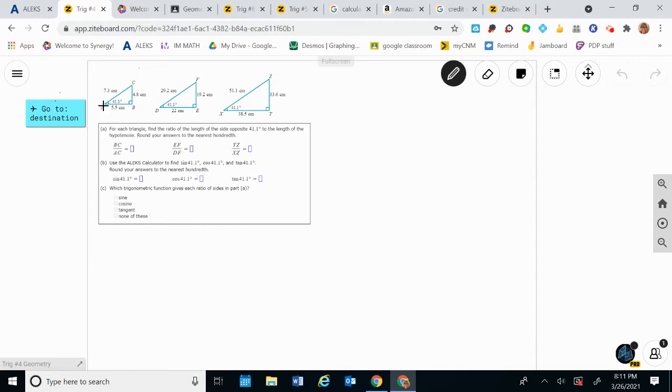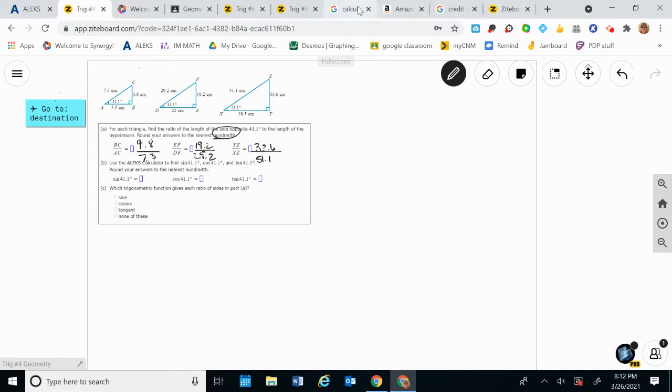So, in other words, BC, the opposite, over AC, the hypotenuse. So you would go 4.8 over 7.3, and then put that in a calculator and round to the nearest hundredth. EF would be 19.2 over 29.2, and YZ is 33.6 over 51.1. What you will find out is that these are all the same.